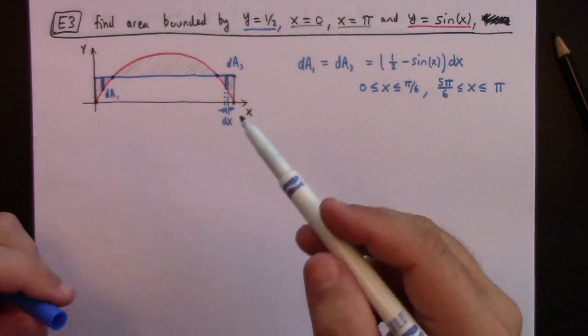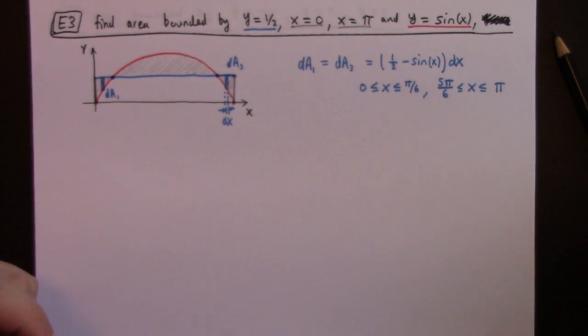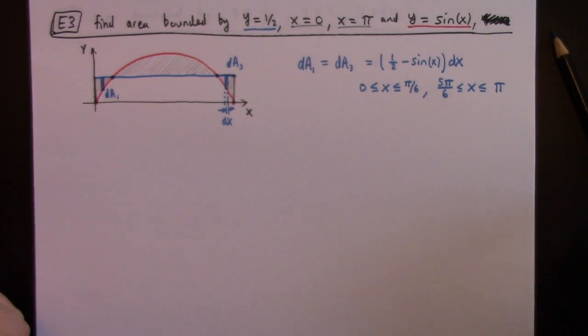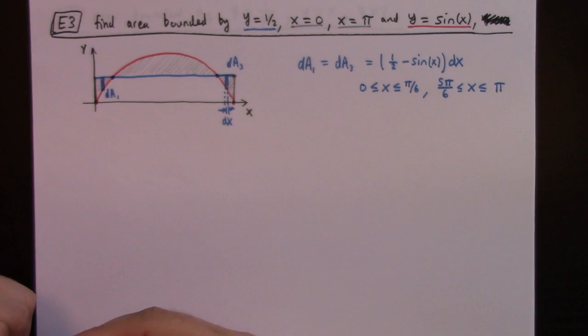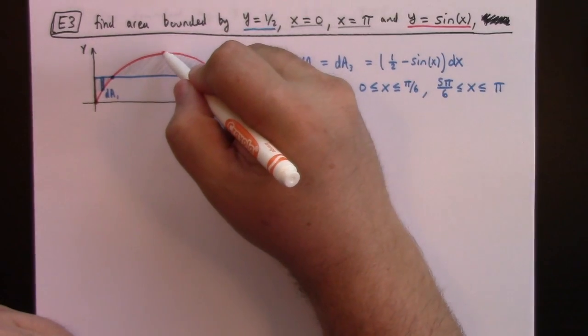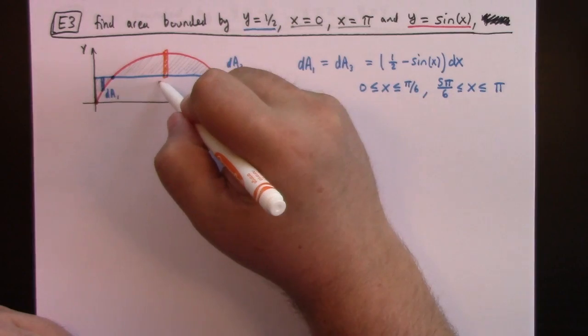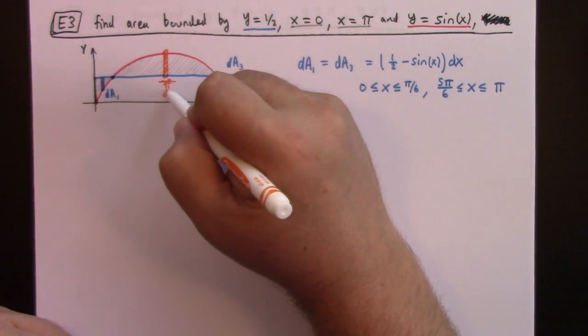So for these two regions, those are the infinitesimal areas corresponding to dx in those regions. Now, in the middle, I'll use orange. In the middle, on the other hand, sine is the winner, right? So in here, we still have dx, right?